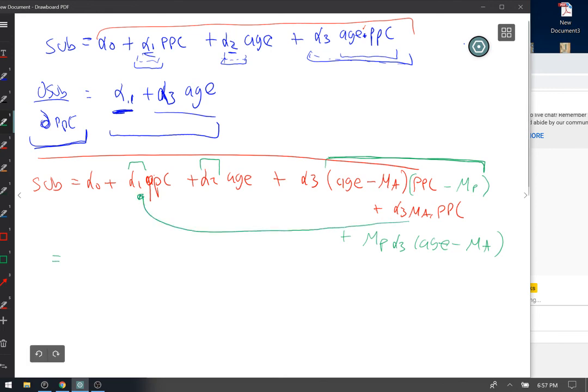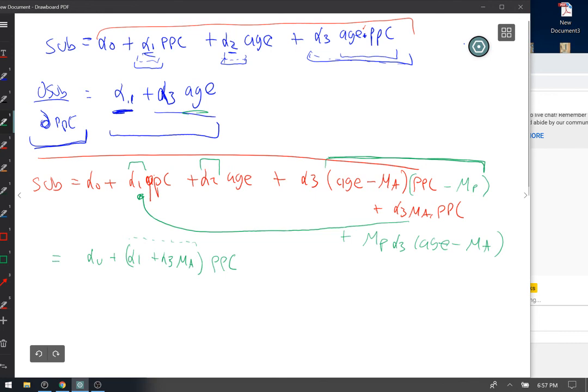Then we can expand this last part out. So the first bit is we're going to get alpha 1 plus alpha 3 mu a times PPC. So that's now our new coefficient on PPC, which we can see is just the marginal effect at the mean, because again the marginal effect of PPC depends on age now. So this is just evaluating at its mean.